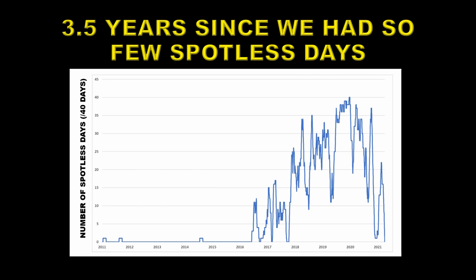Some people like to put a lot of emphasis on the number of spotless days, and there have been a lot recently because of course we've been at solar minimum. However, we went 40 days without having a day without spots, and that was a long time ago since we had something like that. In fact, it was in October of 2017, so it's been 3.5 years since that was the case.